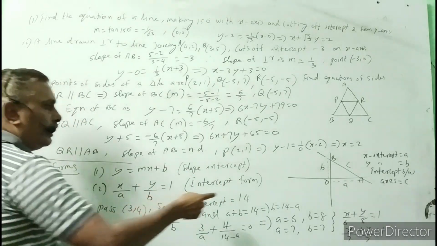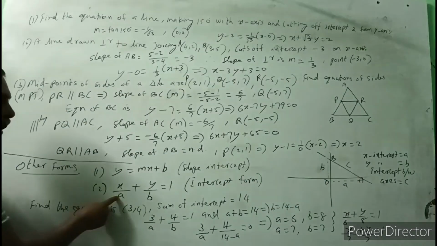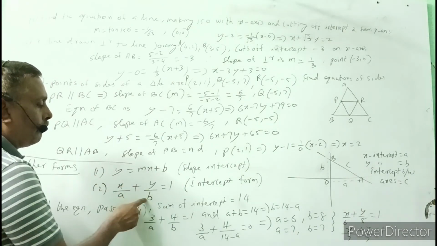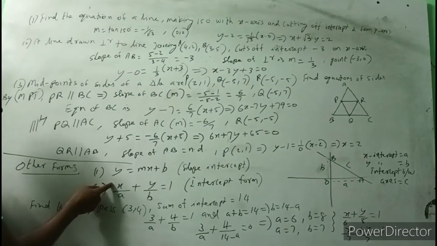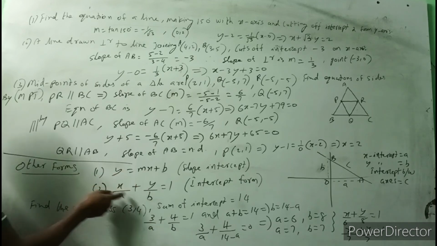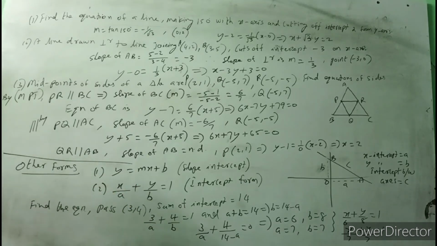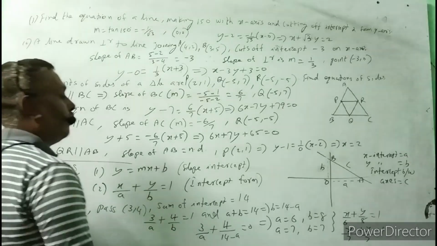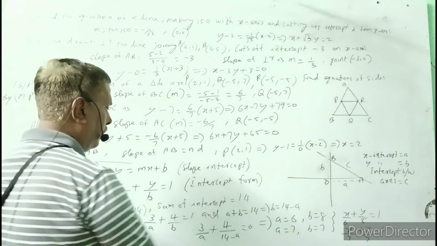If both of the intercepts, the x and y intercepts, are given, then x upon a, that means x upon the x intercept, plus y upon the y intercept is equal to 1. If both intercepts are given, the equation will always be x by a plus y by b, that is x upon x intercept plus y upon y intercept is equal to 1. That is what is called the intercept form.